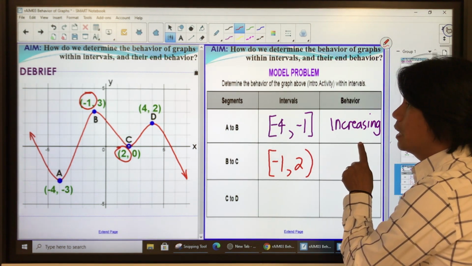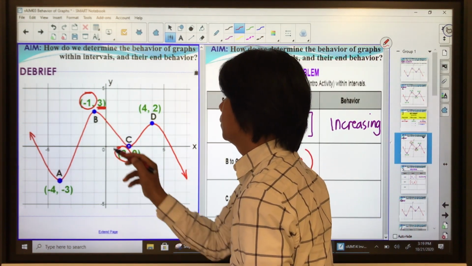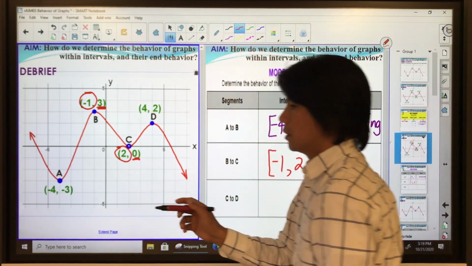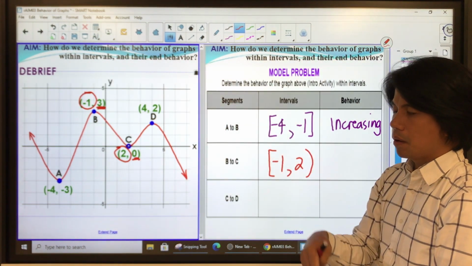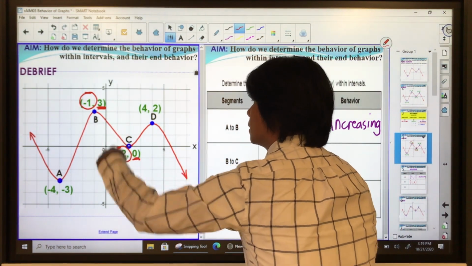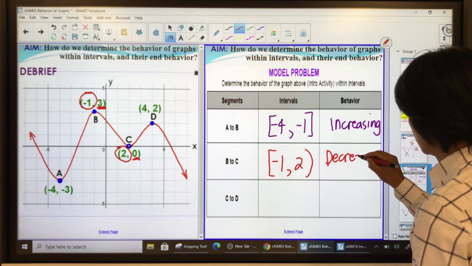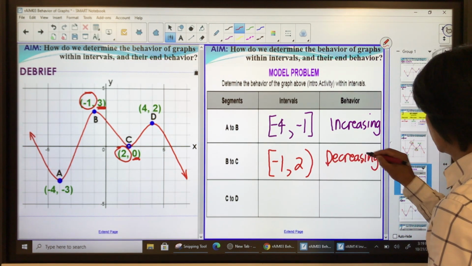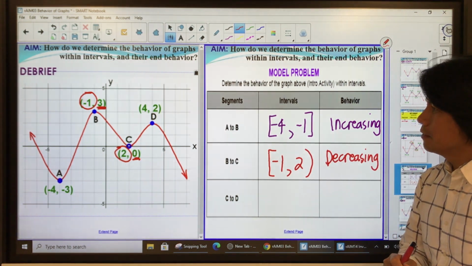Now let's tell the behavior based on the y values. It's +3, then 0. So what happened to the number? +3, 0. It went down. Obviously on the graph, it went down, right? So it's decreasing. Easy? So far so good?